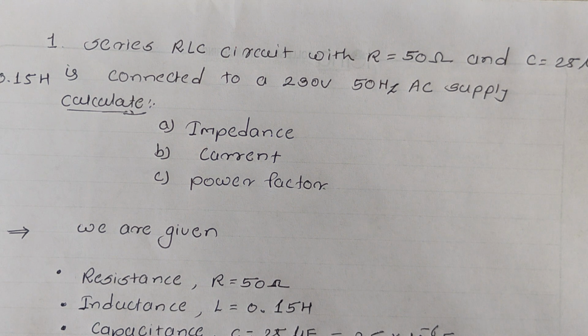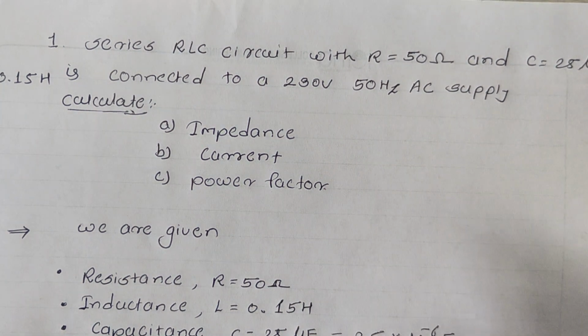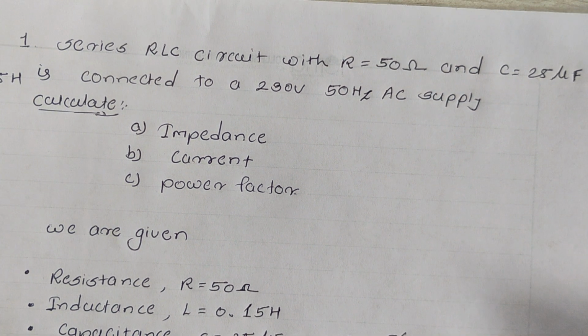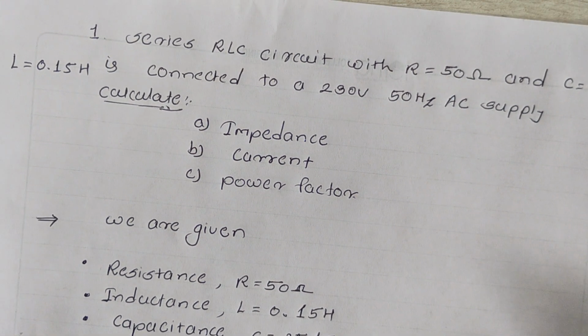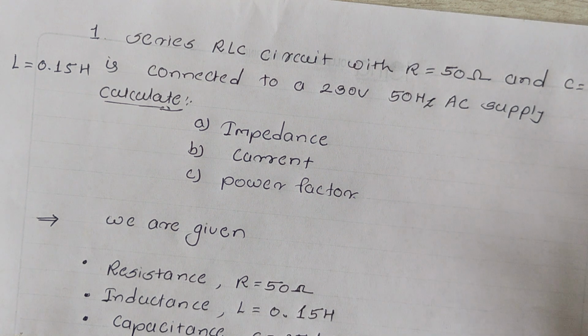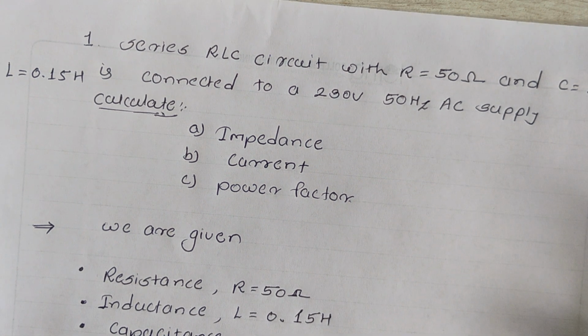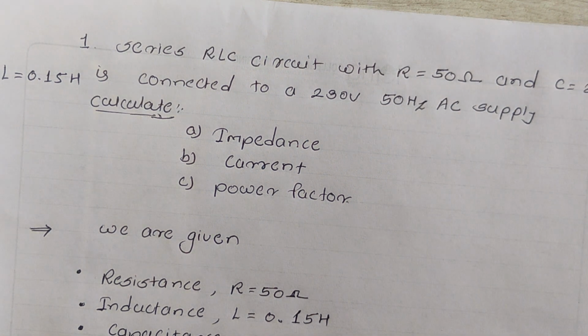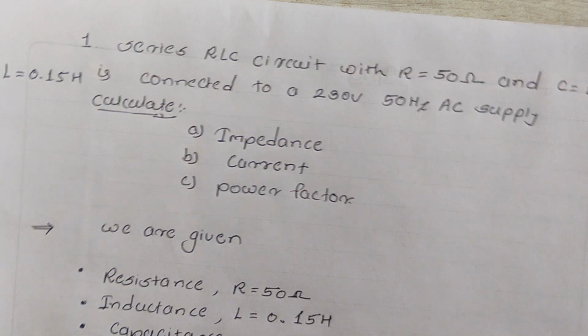Here is the problem. A series RLC circuit with R equals 50 ohm, C equals 25 microfarad, and L equals 0.15 Henry is connected to a 230 volt, 50 Hz AC supply. Calculate impedance, current and power factor.